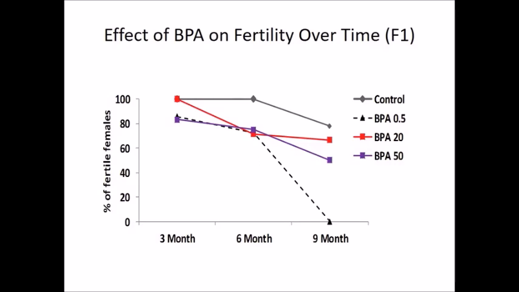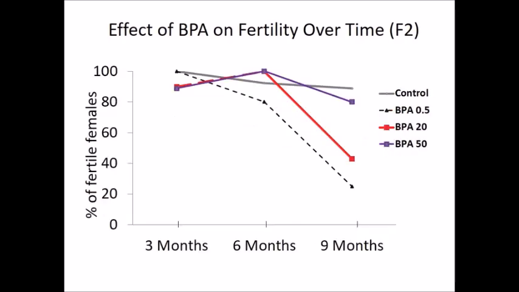Now, these are data I've shown you before, but in tabular form, on the effect of BPA on fertility over time in the F1. So I've got here the percent of fertile females at 3, 6, and 9 months, and I want to point out that in the controls, we have a slight decline as the animals get older, but with the BPA treatment groups, we have a significant decline in fertility over time, and it's much greater than we see in the control. In fact, our lowest dose of BPA has a really profound effect on fertility over time compared to the control. When we look at this in the F2, we see a similar situation.